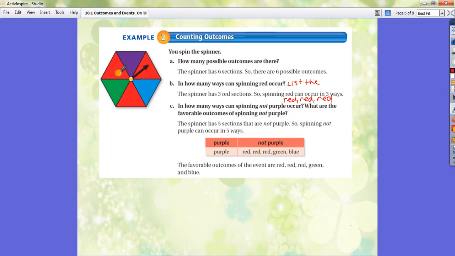The order doesn't matter when you write this list as long as you list them all. I could have said red, green, red, blue, red, or red, blue, red, green, red. It really doesn't matter. And the way to know if you've done it correctly is whatever number you put here, you should have that many names over here.